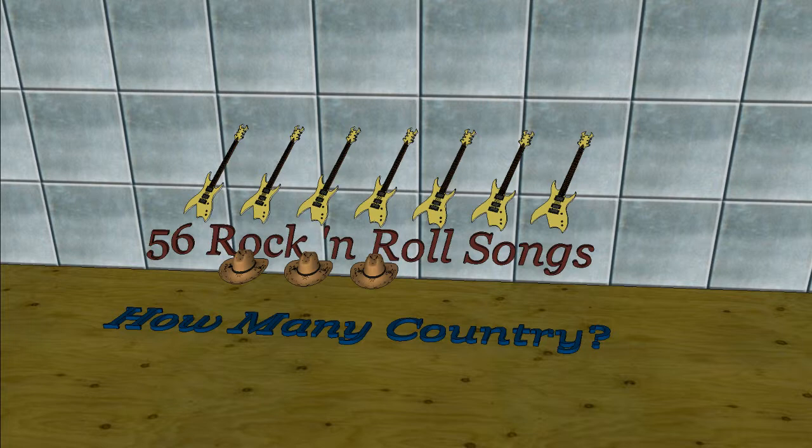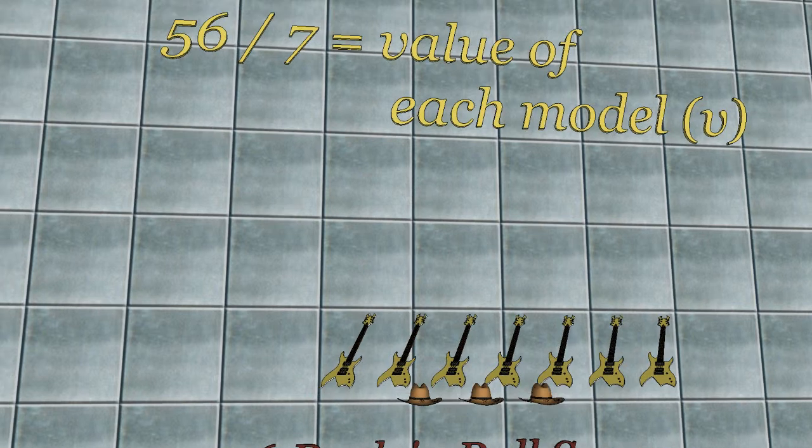So the basic idea here is to take the number of rock and roll songs and divide that by the number of rock and roll songs in my ratio, which is to say, I'm going to take 56 divided by 7, and that's going to give me the value of each individual model. And each model is represented by either a guitar or a cowboy hat. Regardless of which one it is, they're all worth the same value.